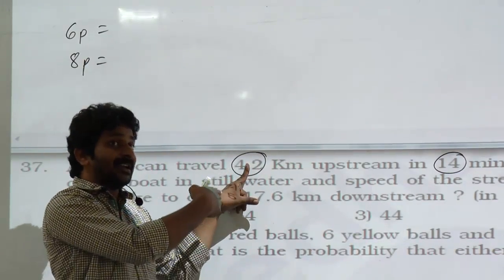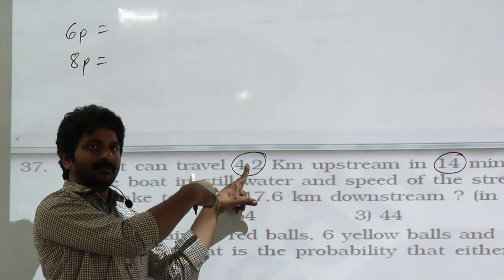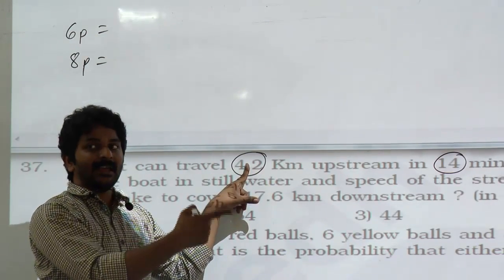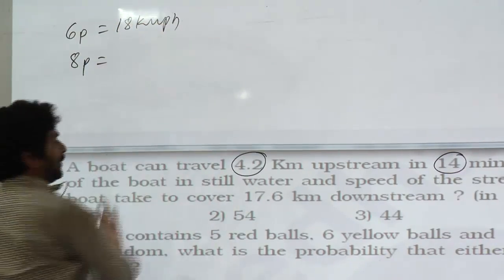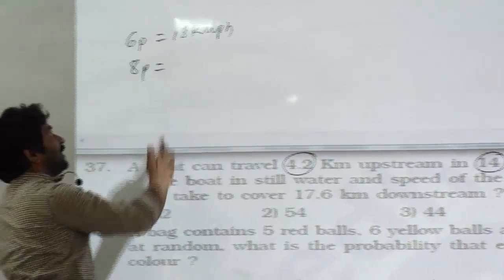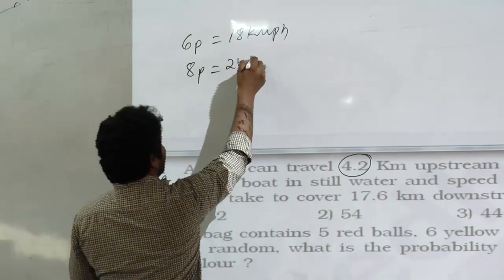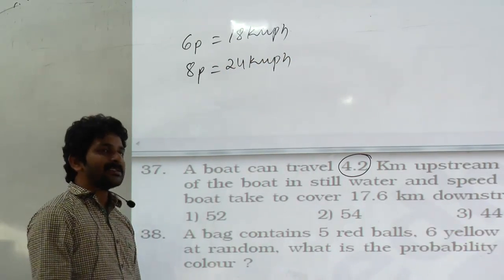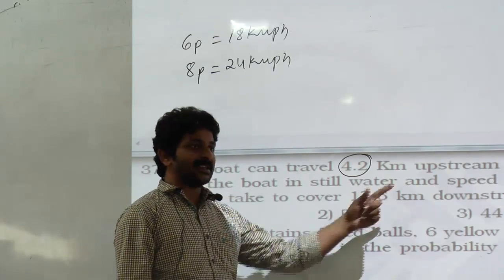distance covered in upstream will be equal to 60 into 3. 60 into 3, 180 divided by 10, 18. So upstream speed is equal to 18 kilometer per hour. If 6 parts is equal to 18, 6 3 times is 18. 8 3 times is 24 kilometer per hour. And you're asked to calculate the time taken to cover 17.6 kilometers in downstream.